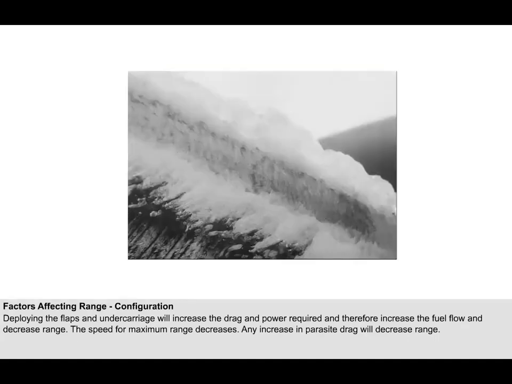Lastly, contamination on the airframe from airframe icing can affect fuel flow. This icing will not only change the shape of the wing, making it less efficient at producing lift, but it will also increase weight and drag. All this is detrimental to aircraft performance and will reduce the aeroplane's range.